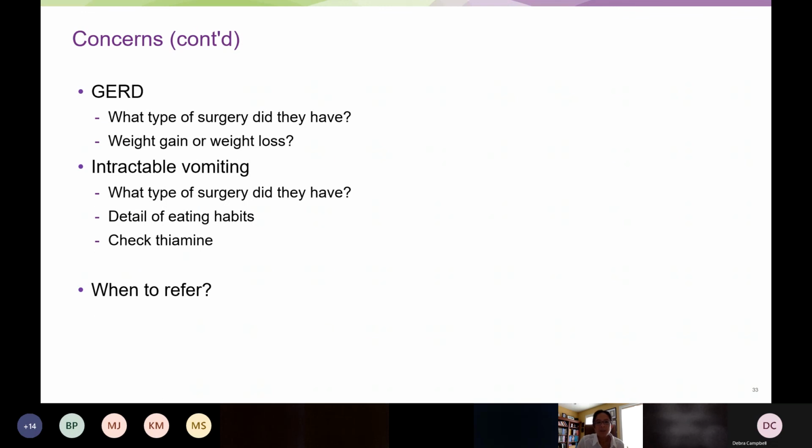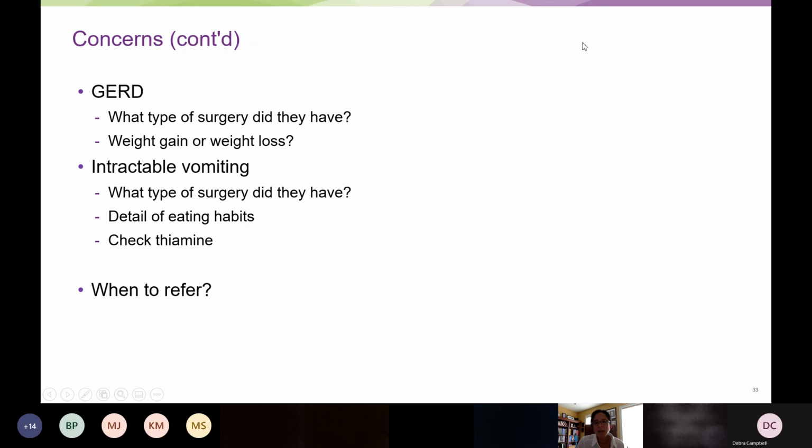The other thing we worry about is GERD. The most common surgery that causes GERD is the gastric sleeve. So what type of surgery did they have? A bypass rarely causes GERD. However, if a bypass patient starts experiencing reflux, look to see if they're gaining weight. If they're gaining weight, then most likely the reason that they have acid reflux or the feeling of acid reflux is not because they're producing acid, but most likely because they're eating too much and things are backing up into their esophagus. So history is very important in these patients.